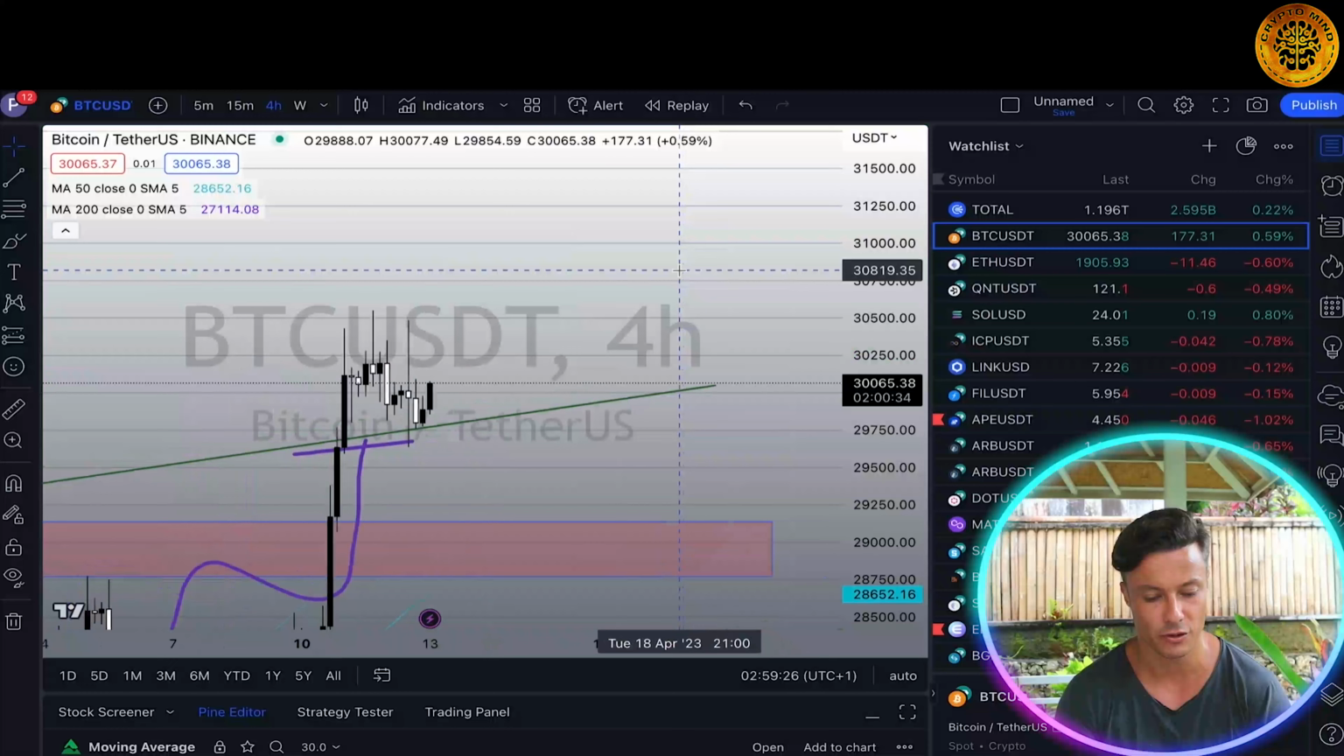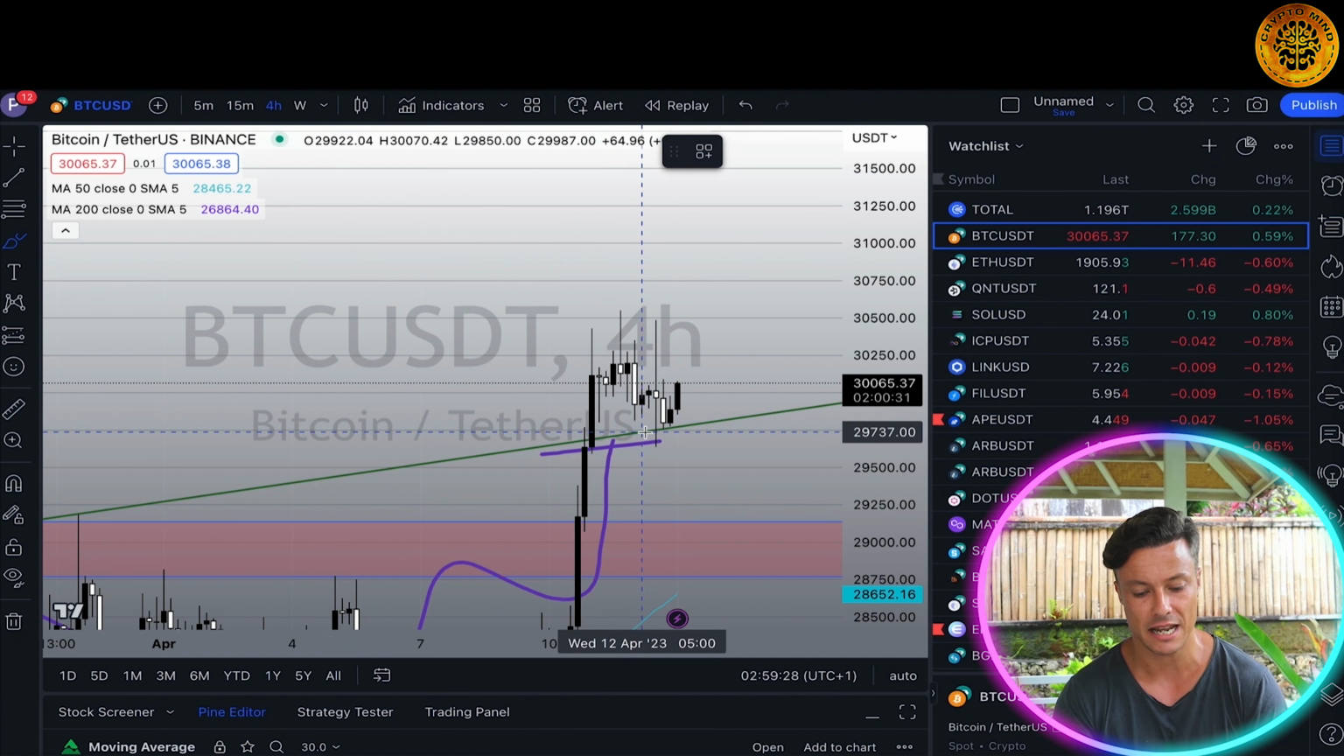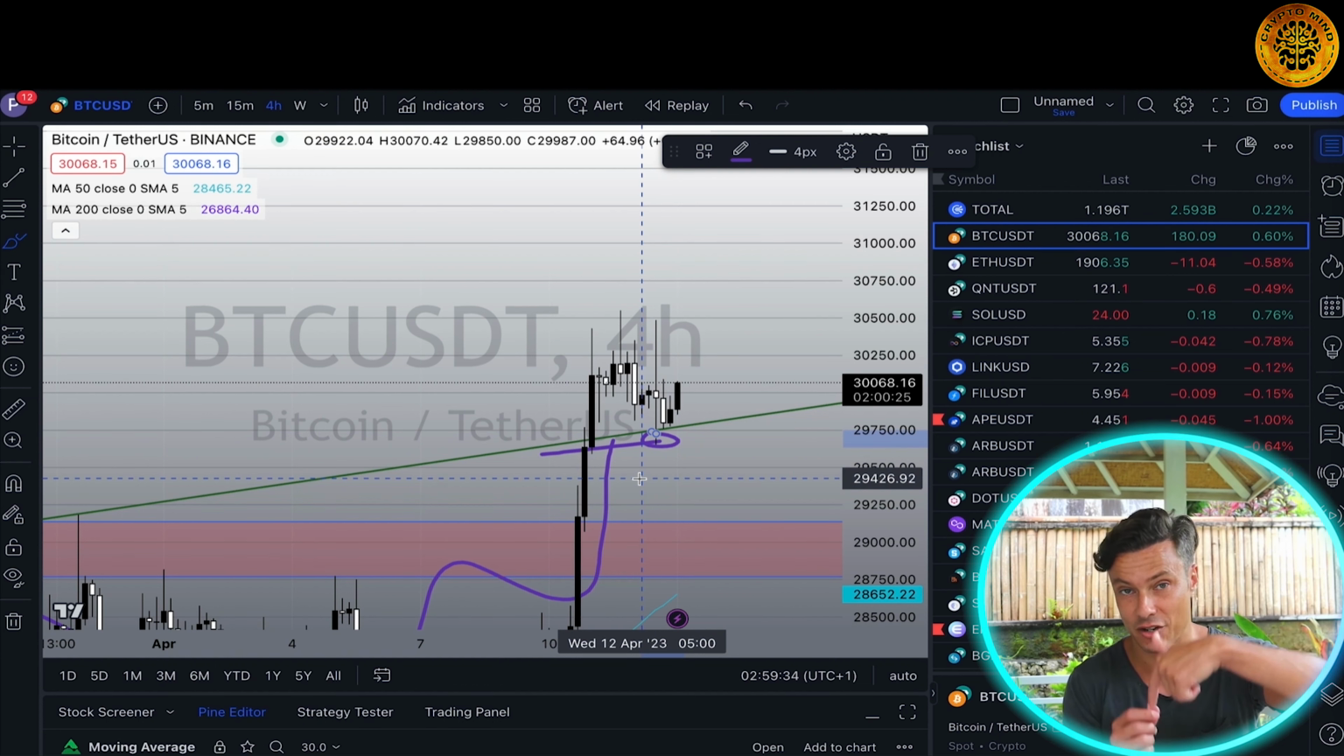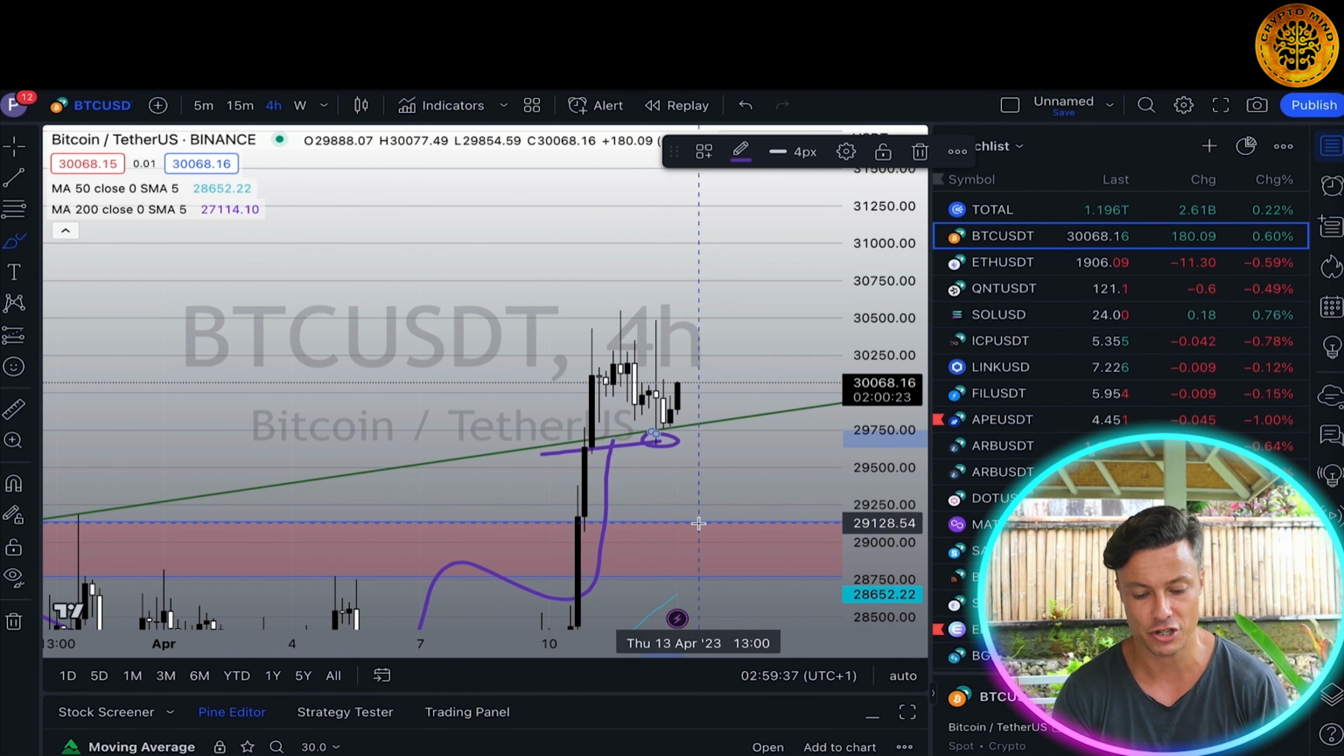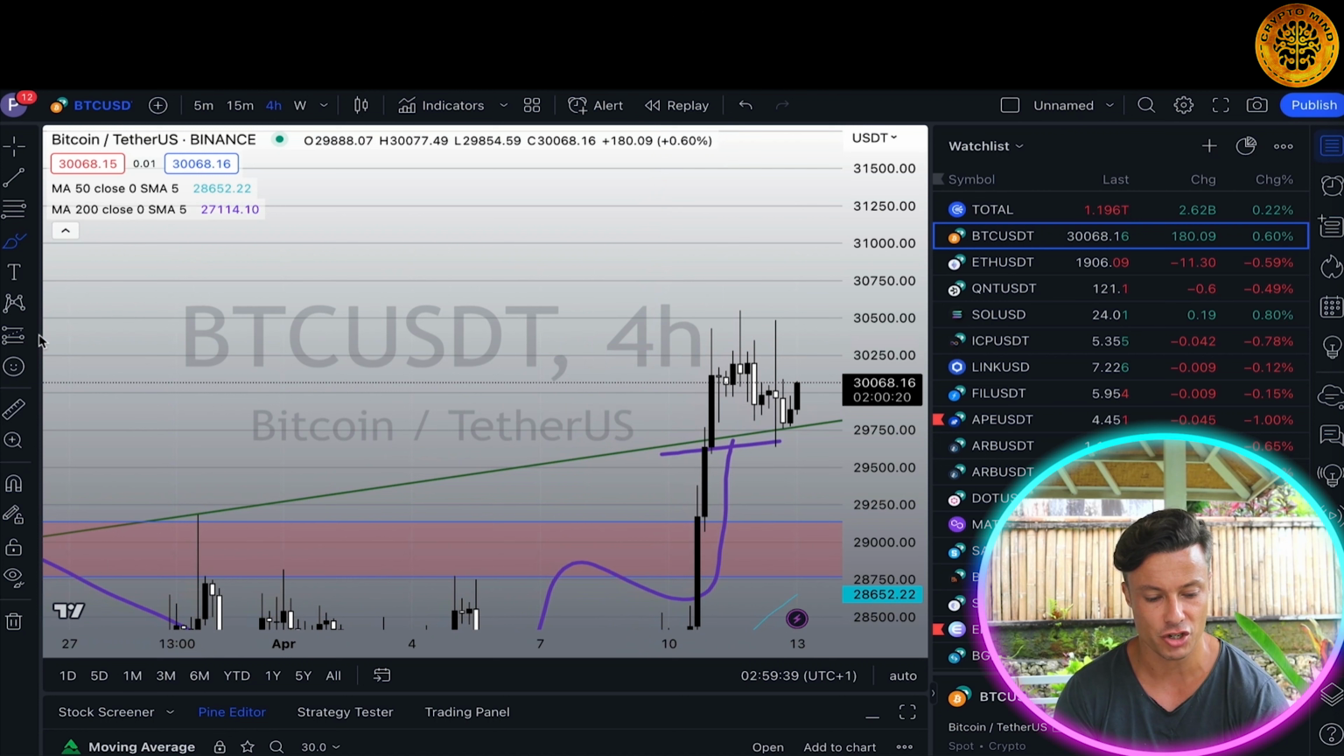So what I'm looking for on this particular chart is an area where we've got support. This shows me that there's buying pressure coming in. The candle wick is towards the downside, and now we're seeing pressure on the upside. So let's say I wanted to take a trade on Bitcoin.